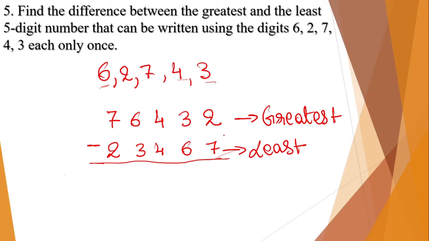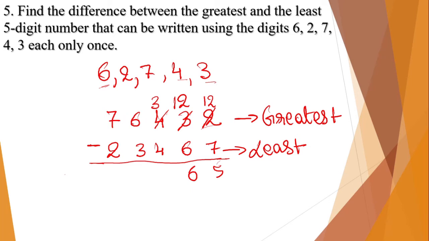Now we should find the difference, means we should subtract them. Now let's start subtracting. So 2 minus 7 is not possible. So let's borrow. This will become 2 and this will become 12. And 12 minus 7 is 5. And 4 will become 3, because we can't subtract it. So 4 will become 3 and 2 will become 12. And 12 minus 6 is 6.